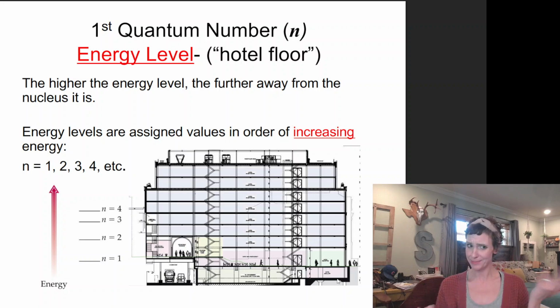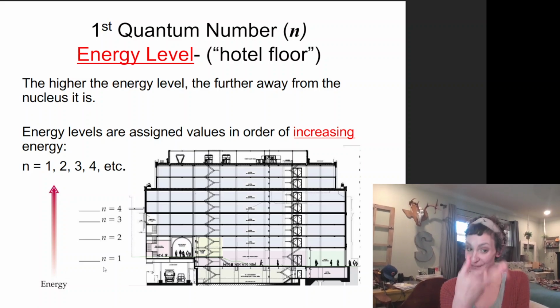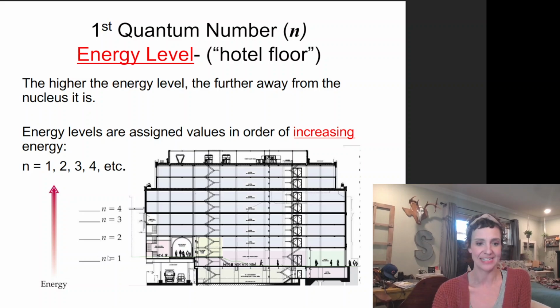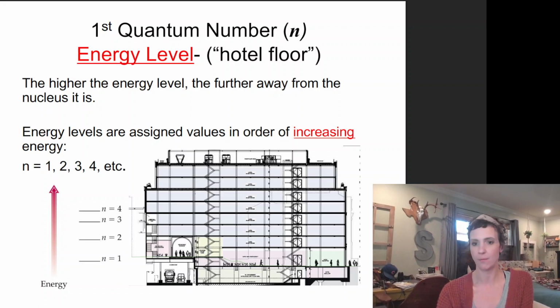Now, we've kind of talked about this before, right? Energy levels are assigned values in order of increasing energy. We would say that the first energy level is energy level 1, or n equals 1. Now, y'all are knowing where that n comes from because that stands for this first quantum number technical term. So 1, 2, 3, 4, etc., all the way up the hotel floor. Great. So, okay, we have figured out where our electron is, what floor he is. We have identified his first quantum number, or his first identity of his location.